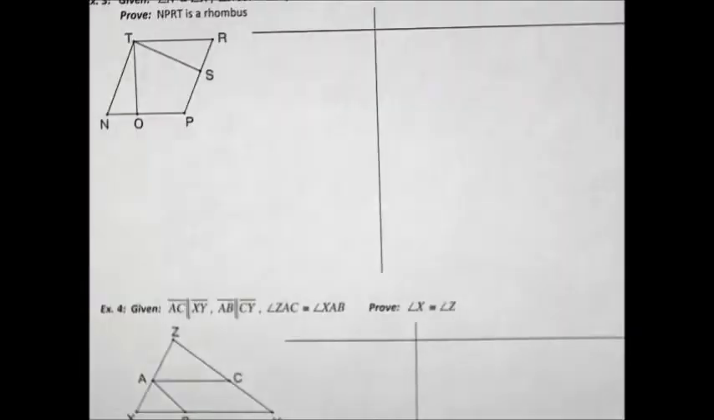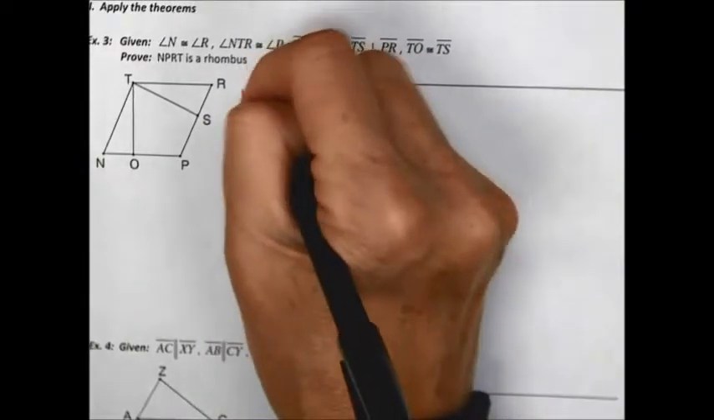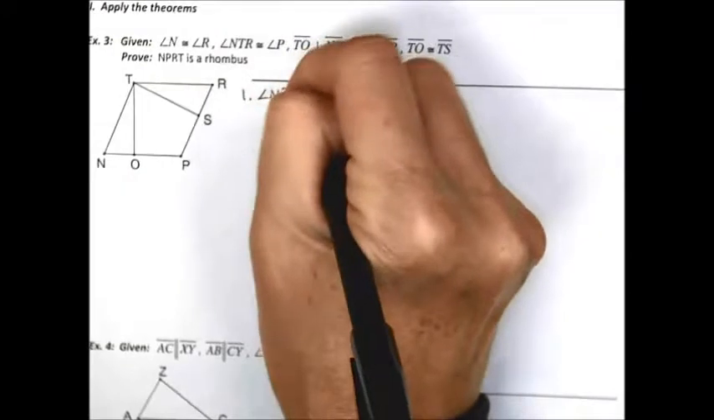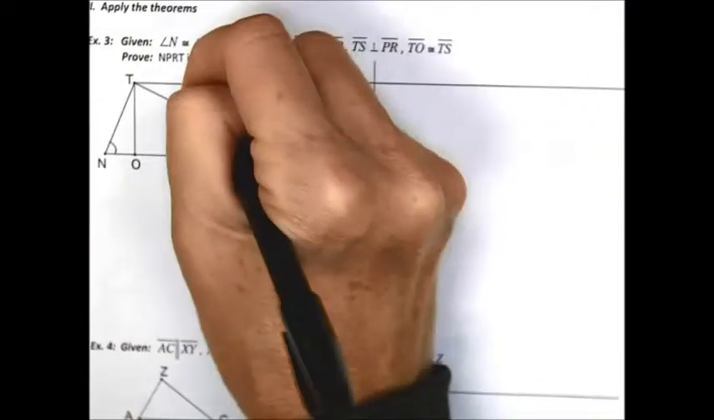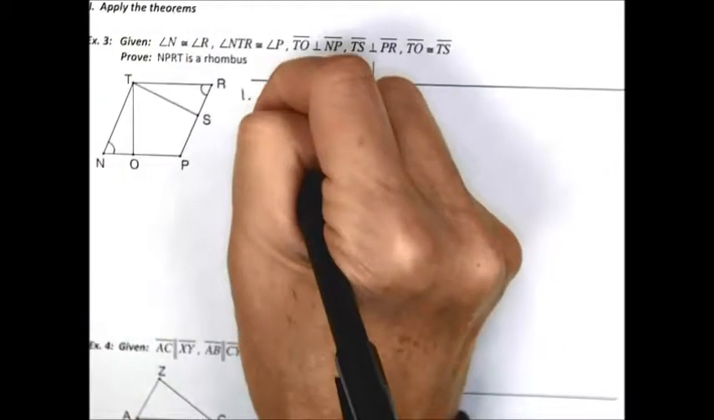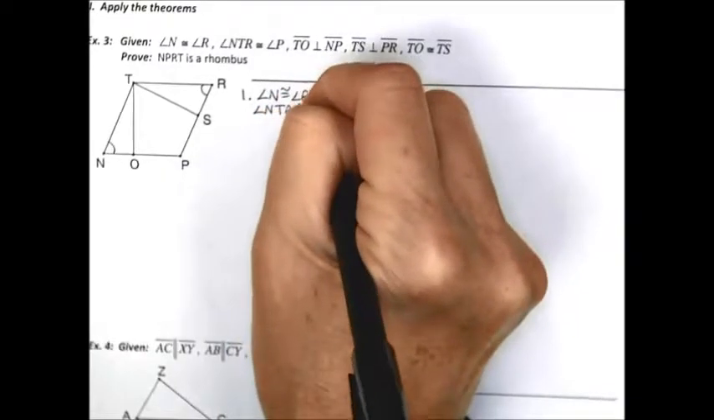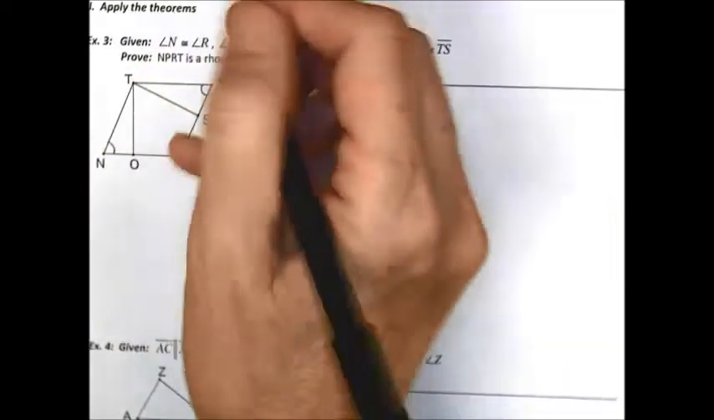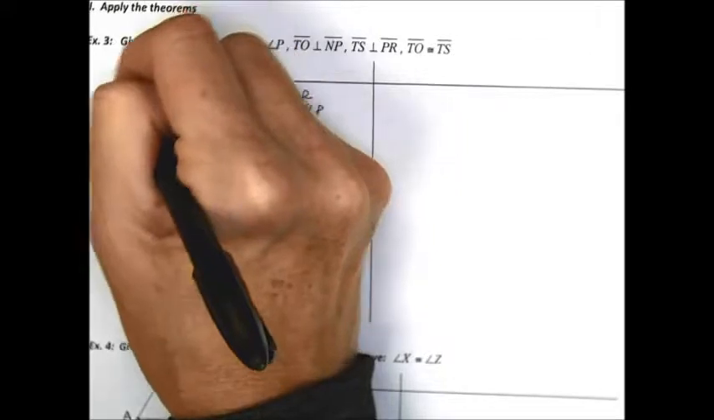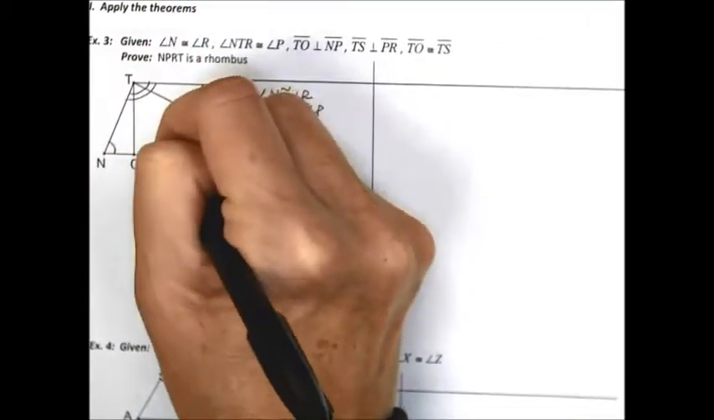So if you turn the page, I've got 3 examples for you. This first one is actually the hardest one. Let's mark everything up first and then we'll talk about what we're trying to prove. Angle N and angle R. Angle NTR congruent to angle P. NTR, that's this whole angle, congruent to angle P.